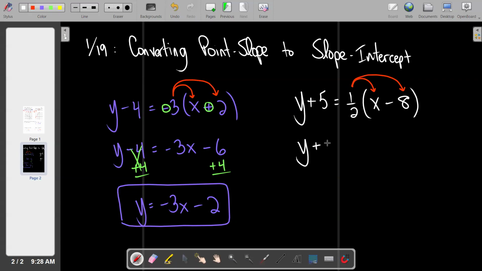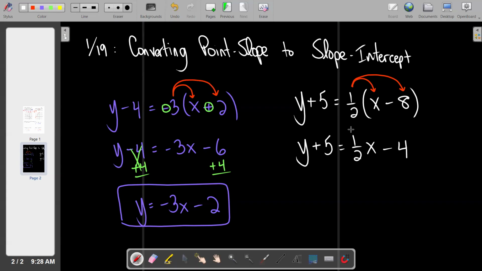So I keep the y plus 5. And I got this first one, half times x. Well, that's easy. That's just a half of x. Is the sign going to change from a minus? No, I have no reason to. I'm not distributing a negative. And what's half times 8, or half of 8? There you go. So not all fractions are created equal, right?